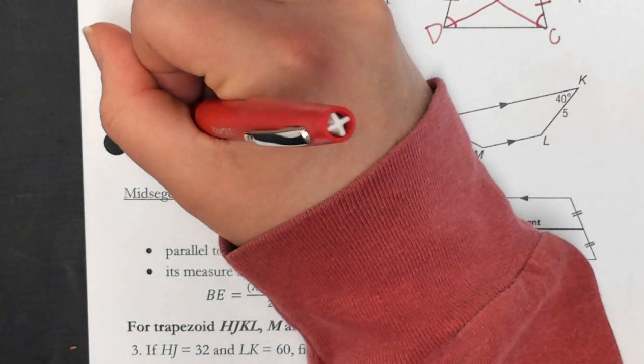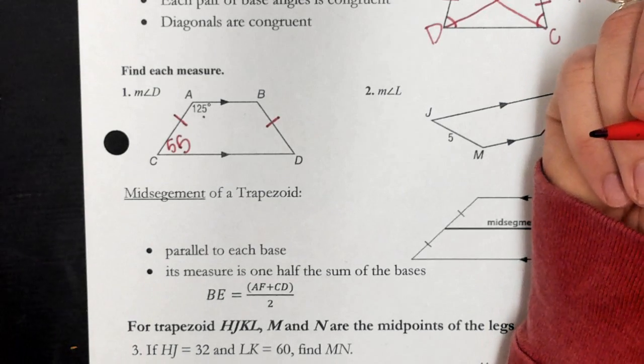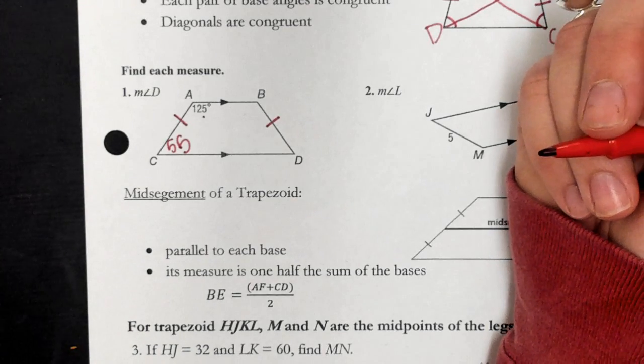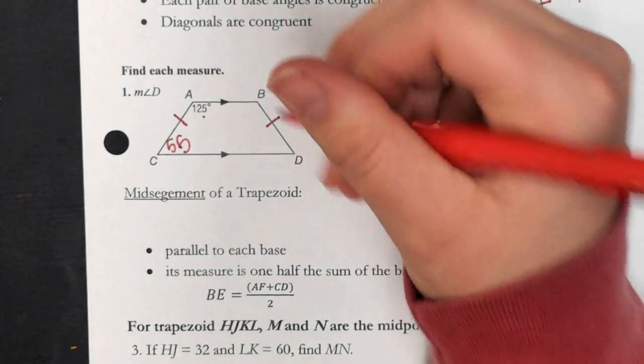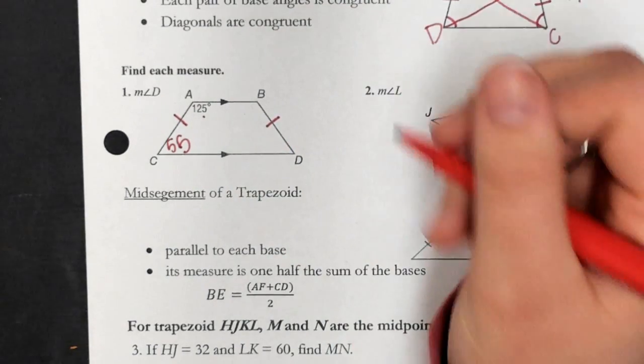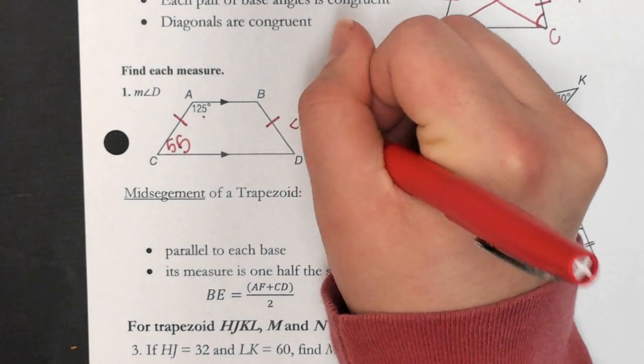Oh, okay. I'm sorry. We are going to assume this is isosceles. I'm just going to tell you that. I'm assuming it is an isosceles trapezoid. So if this is 55, what does angle D have to be? 55.